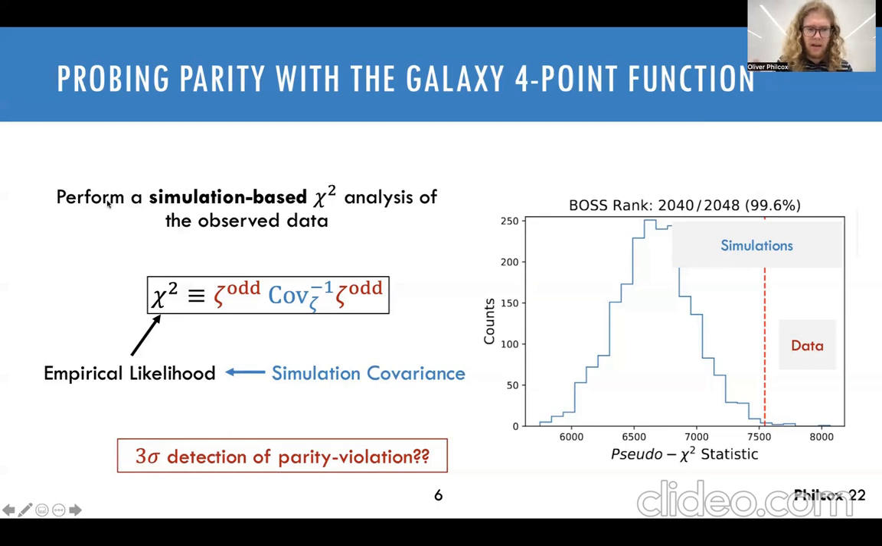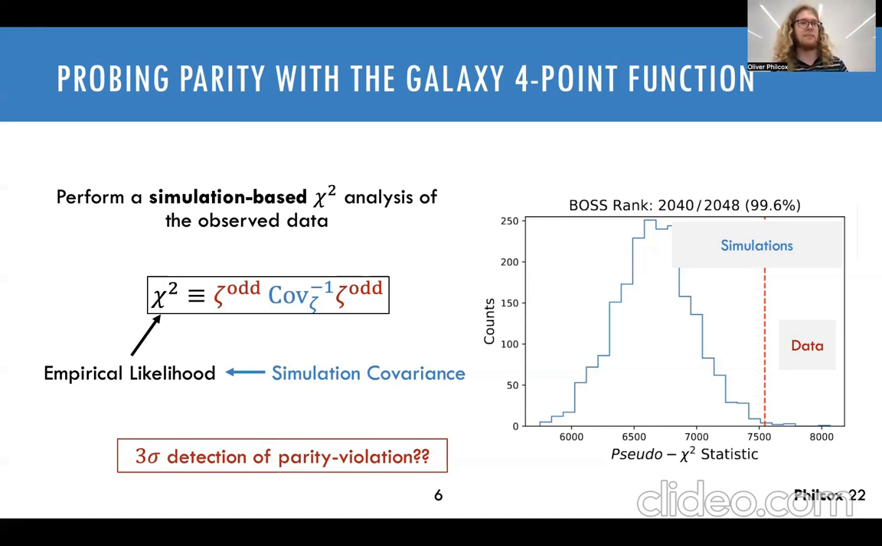Once I've got this chi-squared summary statistic, what I then do is I make a plot of this from 2048 simulations. This is shown on the blue curve here. Once I've got this empirical distribution from sims, I can compare my data to it. The result of this is that I can do a purely simulation-based measurement of whether my BOSS data contains more parity-violating physics than a simulation.